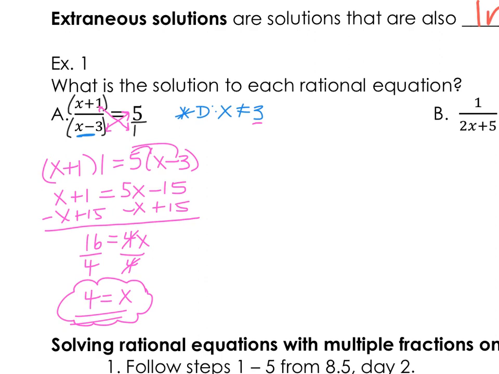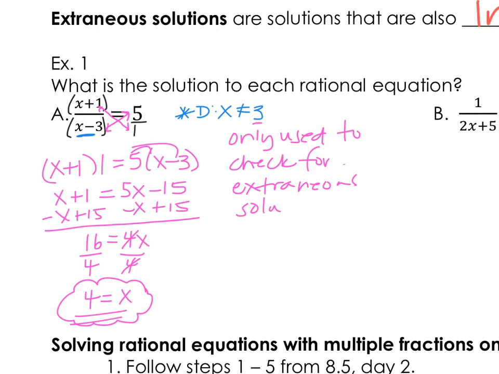Now, one thing to recognize as we solve equations, the restriction is not part of the answer. So we only use the domain to check for extraneous solutions. That's different from what we did in 8.4 and 8.5. It actually isn't part of our answer. We're trying to solve for the values that x can equal. It doesn't matter what they can't equal, as long as it doesn't create that extraneous solution.